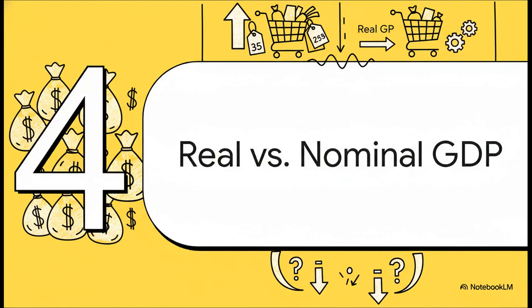But hang on, there's a huge plot twist here. Imagine if overnight, the price of literally everything in the country doubled. Well, the GDP number would also double. But would we actually be better off? Are we producing more? Nope. And this is exactly why we need to talk about real versus nominal GDP.